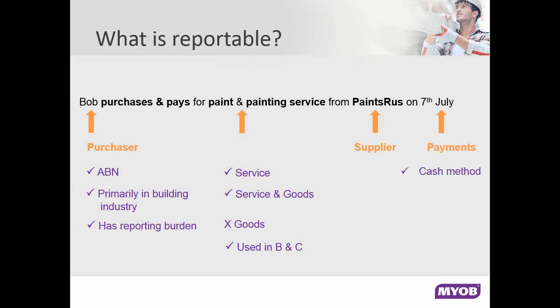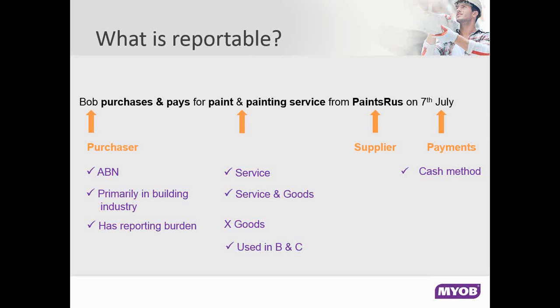And lastly, I paid it on the 7th of July. Taxable payments is what the accountants call based on the cash method of accounting. And what that means is we only advise the ATO of a taxable payment if we physically paid the amount to the supplier.